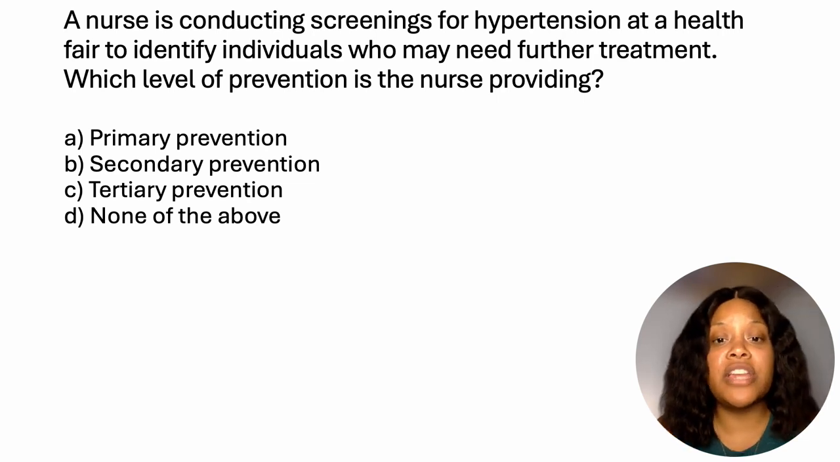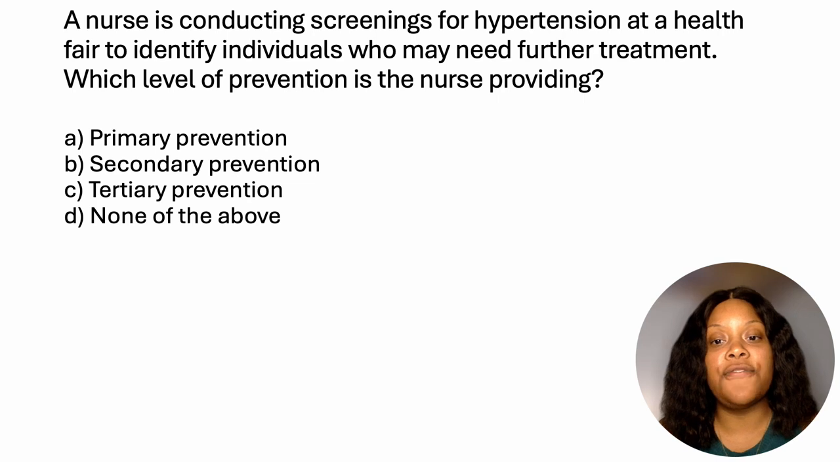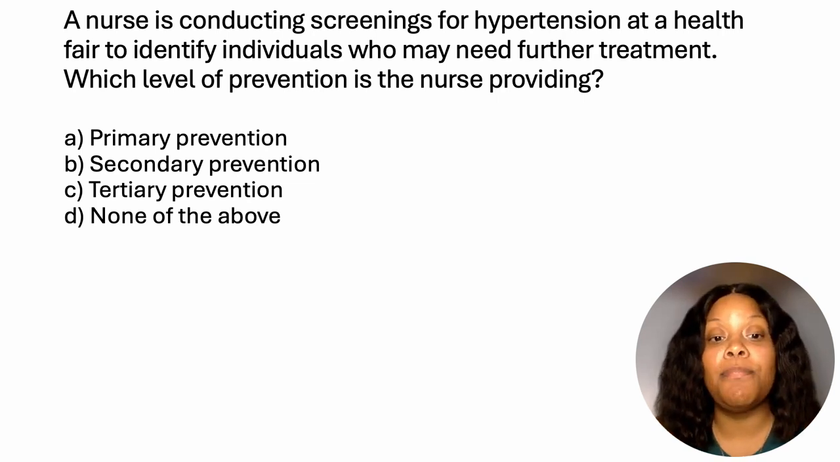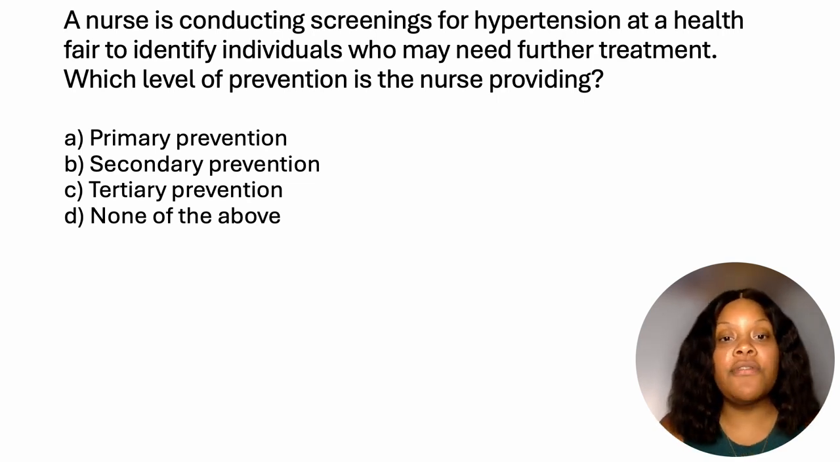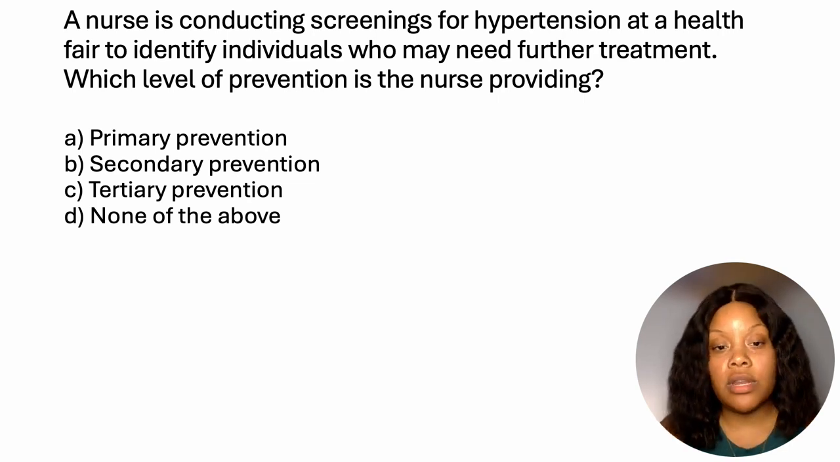A nurse is conducting a screening for hypertension at a health fair to identify individuals who may need further treatment. Which level of prevention is the nurse providing? A, primary, B, secondary, C, tertiary, or D, none of the above? If you chose secondary prevention, then you are correct. So remember, with secondary prevention, that's going to be when we start to do our screenings, okay? And also, once we get our screenings back, we can start prompt treatment, all right?